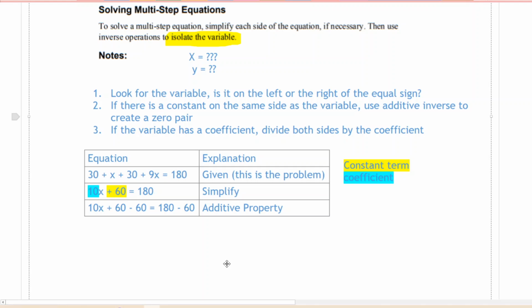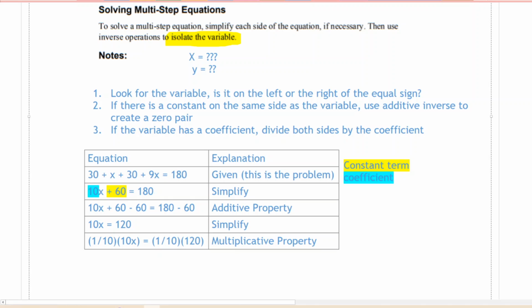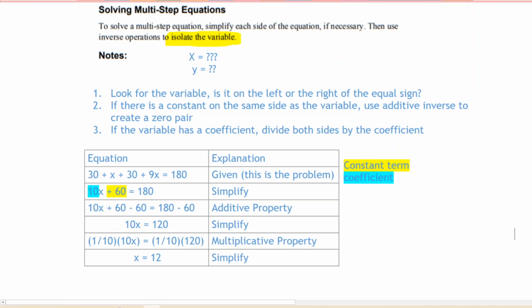In the next step, we subtracted 60 from both sides of the equal sign, and we call that the additive property. Now I know we actually subtracted, so you could call this a subtractive property, and you'd be equally correct. But we're going to use the additive property. The next thing we're going to do is simplify. That's when we actually do some arithmetic, or we combine like terms. We get 10x equals 120. The next thing we did was multiply both sides by 1/10, or divide by 10. That's the multiplicative property. And that brings us to x equals 12, which was simplified.